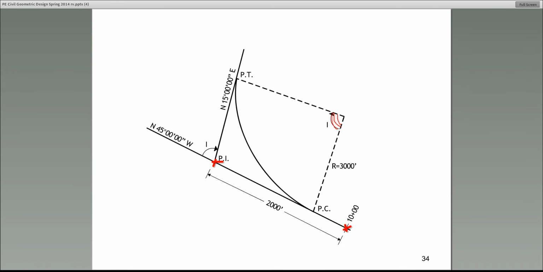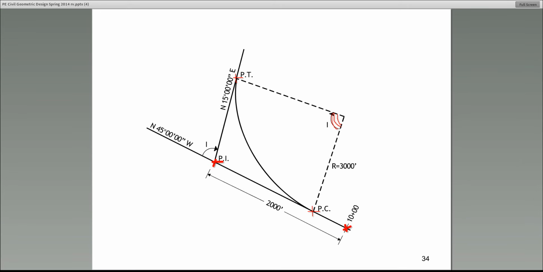The central angle for a horizontal curve is the angle at the center that subtends the entire curve. All right? I'll repeat it. It is, at the center of the circle, the angle that subtends the entire curve, meaning it subtends the curve all the way from PC to PT.